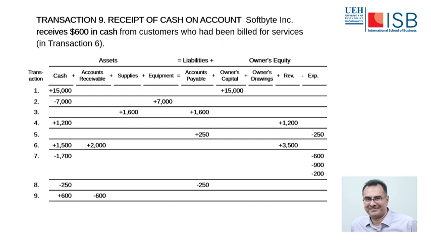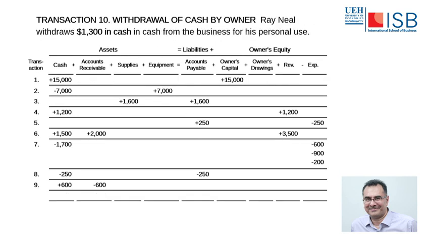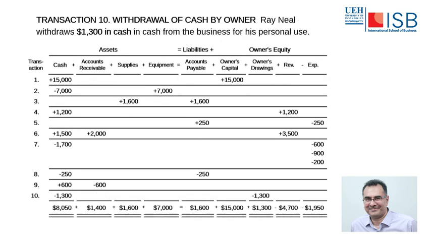Now we look at the last transaction, which is transaction number 10, withdrawal of cash by the owner. So here the owner has decided to take out cash, which is shown as a net minus on the asset side, and a corresponding minus on the drawing side under equity.